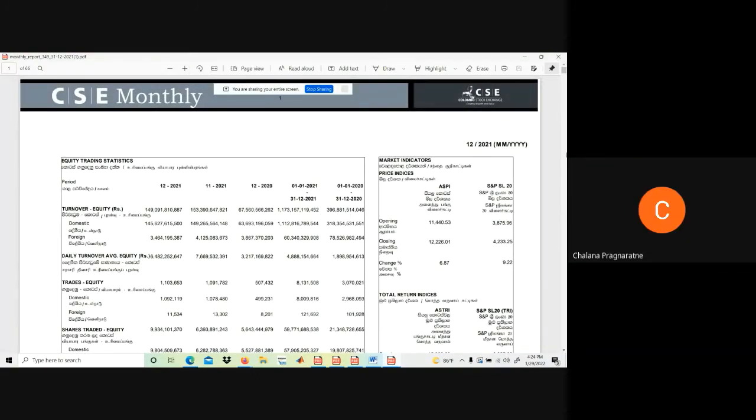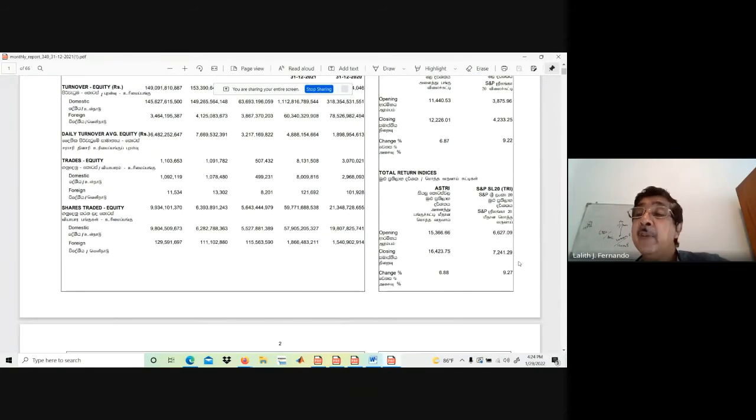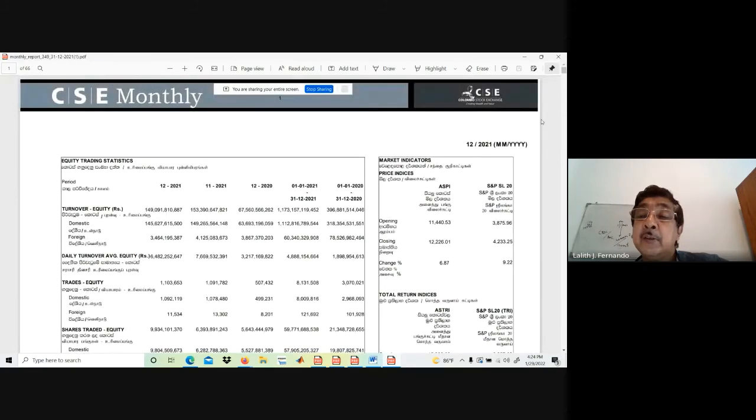Right. Now, in this report, the most important things I can just show you. I think earlier also I showed you the CSE monthly report. Now you can just look at the two things here, ASPI and S&P. This is the month of December 2021.